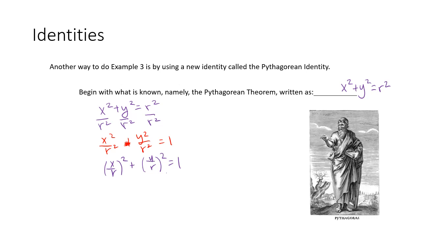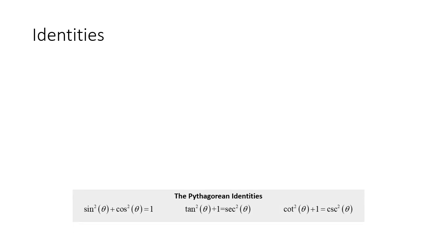So x over r we know is cosine, so cosine squared theta. Y over r is sine, so that's sine squared theta, and that equals 1. So this is the Pythagorean identity: sine squared plus cosine squared equals 1, or cosine squared plus sine squared equals 1. So these are right here.